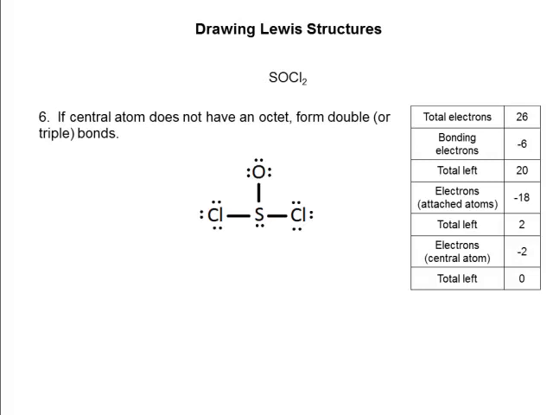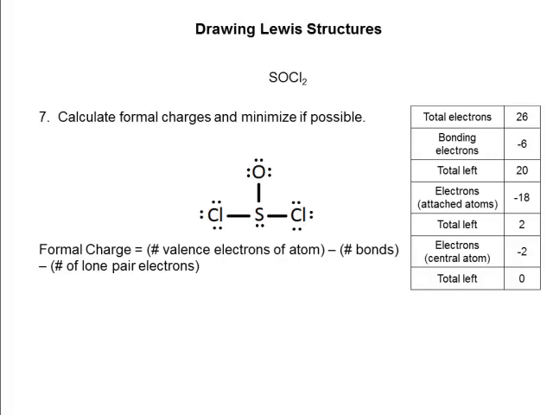So now I check, does my central atom have the octet? It does. It has 8 electrons around it. Next, we want to calculate formal charges and minimize those if possible. So there's the formula. Let's look at sulfur. 6 valence electrons minus 3 bonds minus 2 lone pair electrons gives me a charge of +1. Okay, so I have a formal charge here of +1, and what I'm going to do to represent that, I'm just going to put a +1 next to the sulfur.